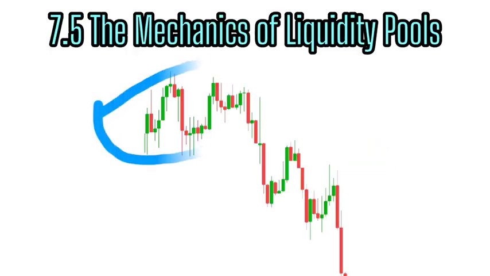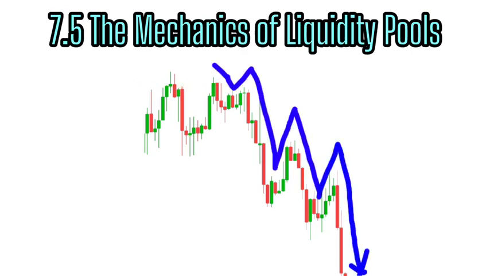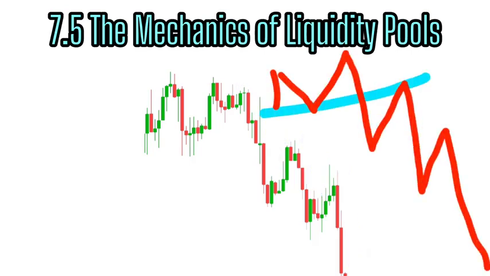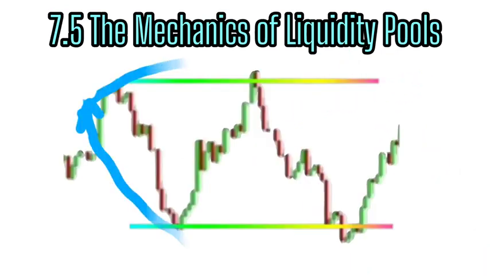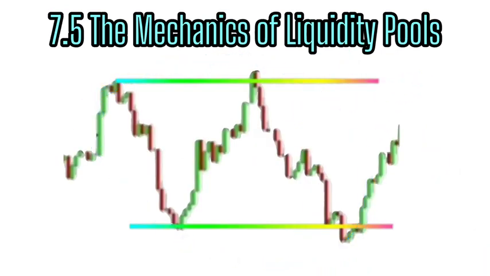The mechanics of liquidity pools. Liquidity pools act as gravity wells in the market, pulling price toward them as stop hunts. Large players sweep through known stop levels to capture liquidity. Order flow absorption: institutions absorb retail orders to fill large positions. Momentum creation: large trades spark volatility, creating price swings. Support and resistance: key levels attract liquidity, acting as barriers to price.